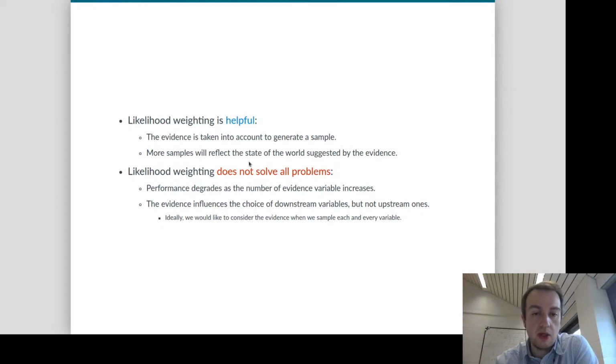So that means more samples will reflect the state of the world suggested by the evidence. That's fine. But that does not solve all of our problems, because the evidence, and this is the major issue, will only influence the choice of the downstream variables, but not the upstream variables. So if you look at some Bayesian network, and the evidence variables only concern terminal variables, they will never be taken into account when you generate samples. It's only if they had appeared above in the hierarchy that they would have helped in generating good samples.